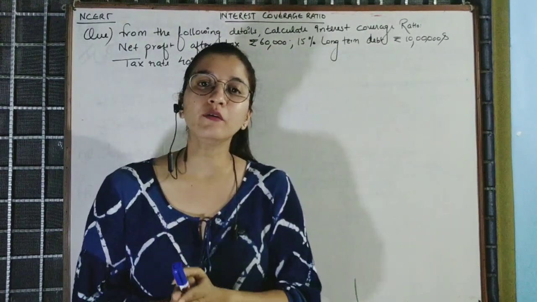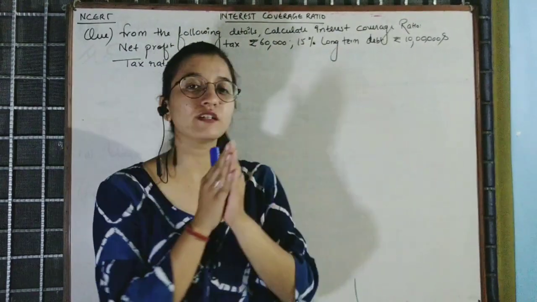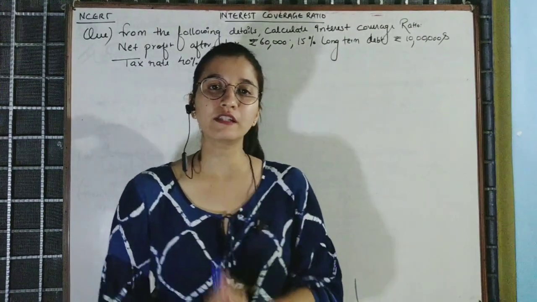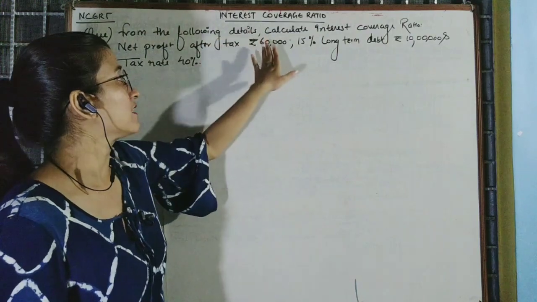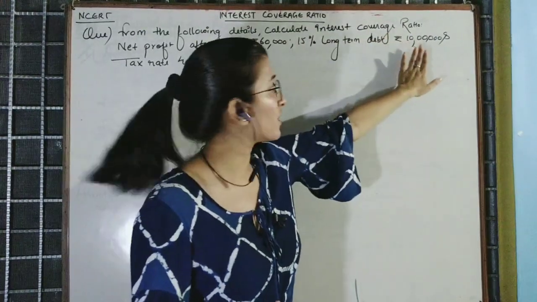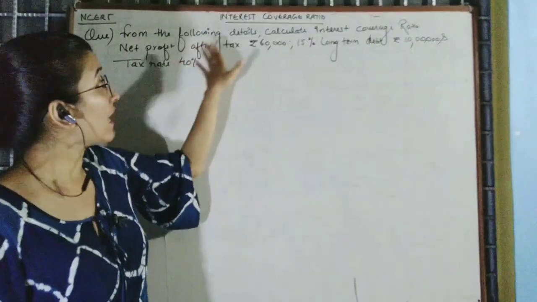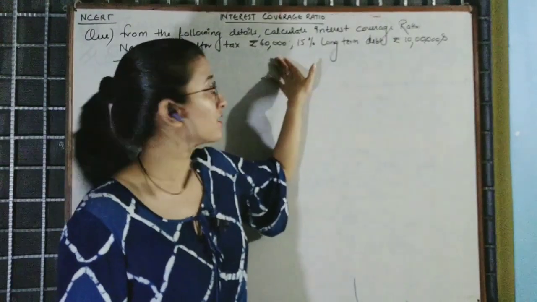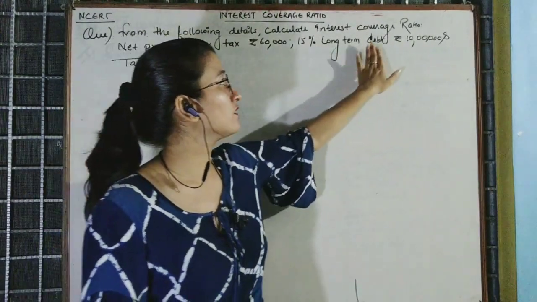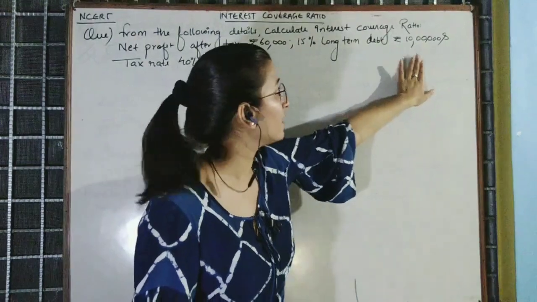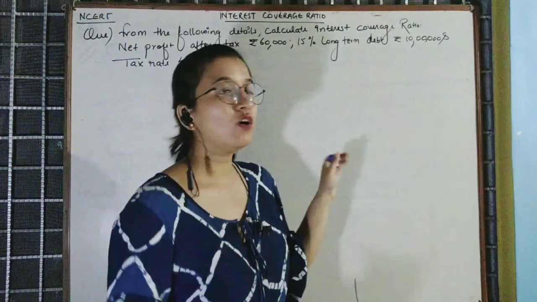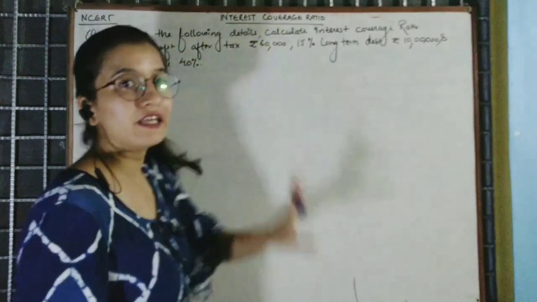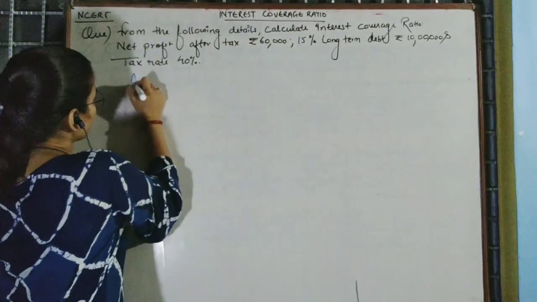It is important to know that interest coverage ratio is calculated in number of times. Now the question says, from the following details, calculate interest coverage ratio where net profit after tax is rupees 60,000, 15% long-term debts on rupees 10 lakh, and tax rate is 40%.